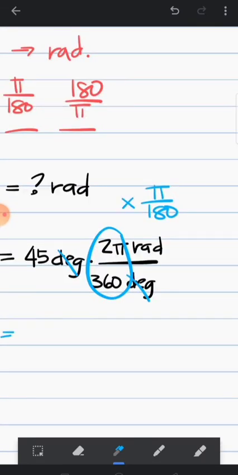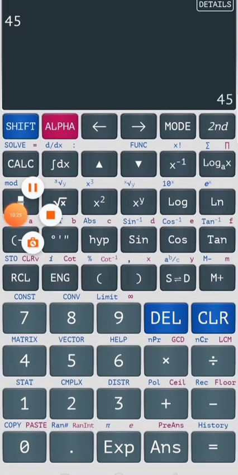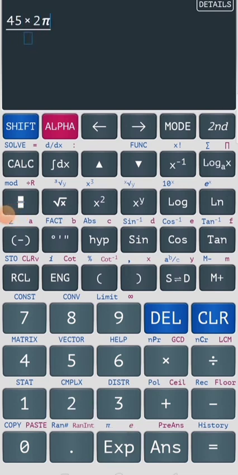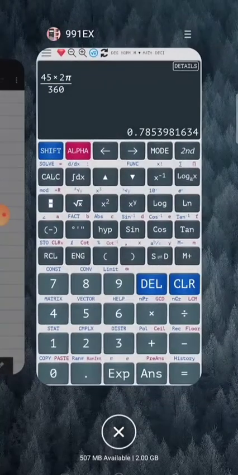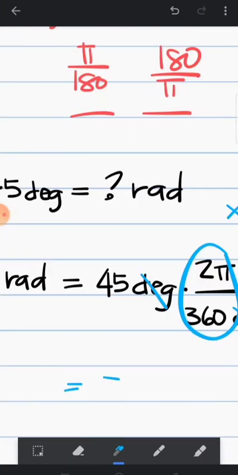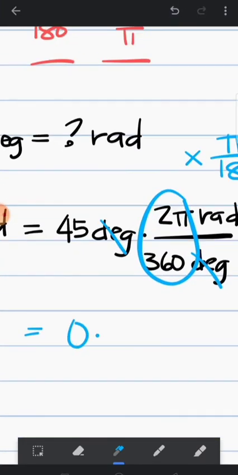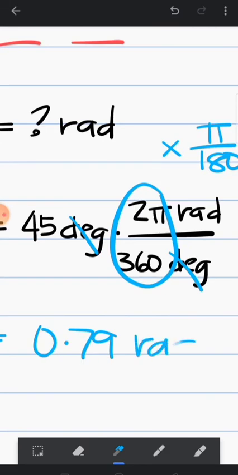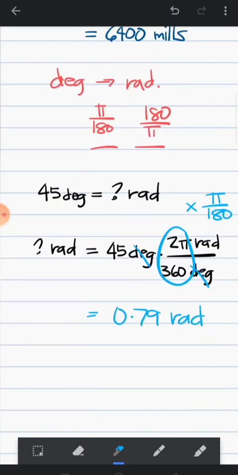45 times 2 pi over 360. That's 0.78 or 0.79 radians. So that's 45 degrees.